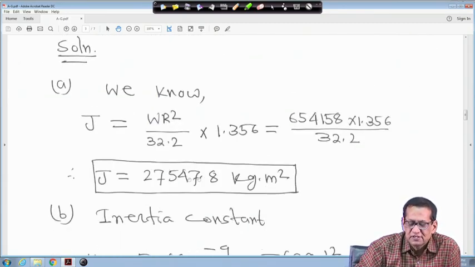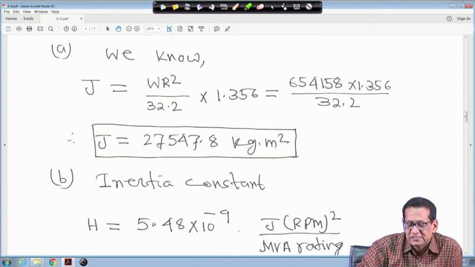Now, we know that J is equal to W r square upon 32.2 into 1.356, this we have just derived. So W r square is given as 654,158, multiplied by 1.356 upon 32.2. So this comes to J equal to 27,547.8 kg meter square.